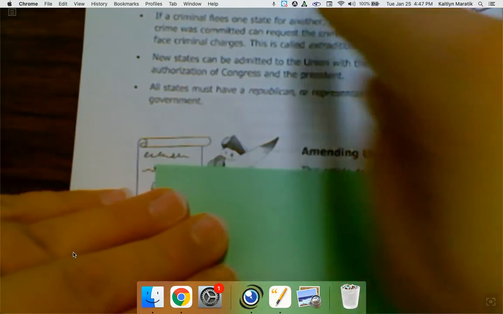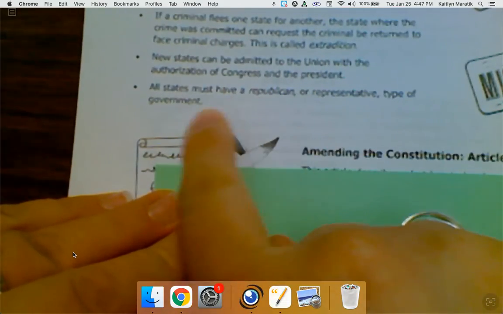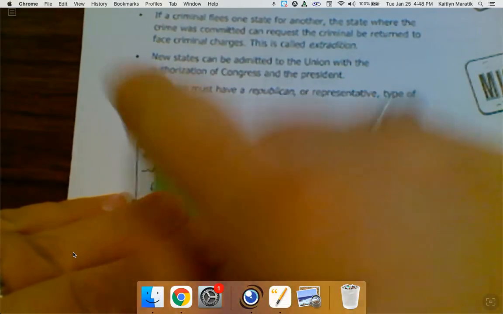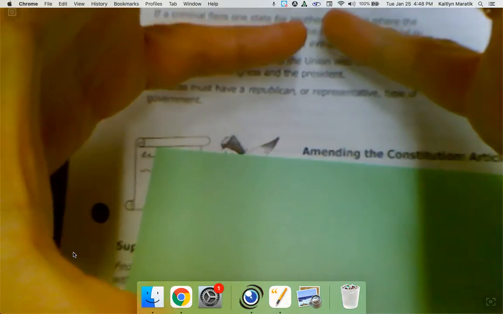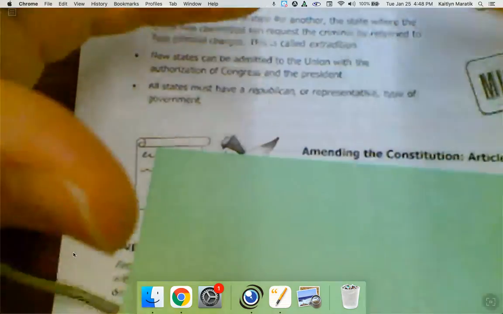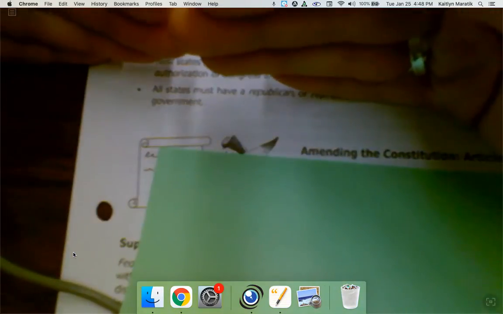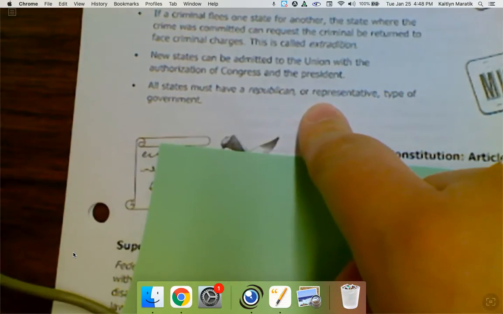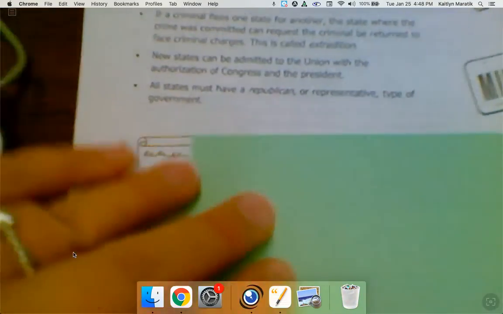Amending the Constitution, if I circle back to this, this is saying each state has to have a representative government. So the government as a whole is a representative democracy. Each state can set up its government how it wants, but it does have to be some sort of representative form of government.